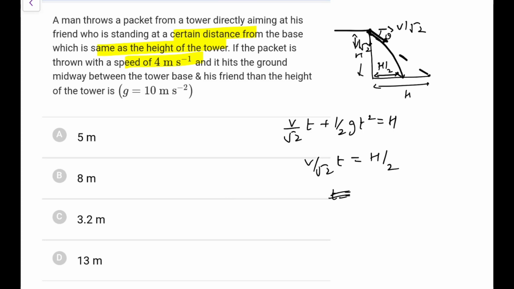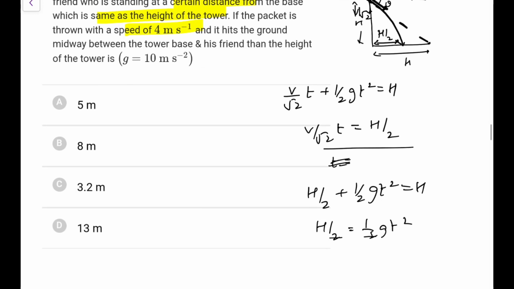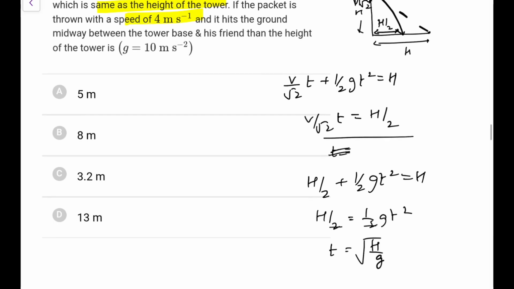So directly we have got it: this is h by 2. Put it above: h by 2 plus half g t square is equal to h. So h by 2 is half g t square. So this half and half goes. So t comes out as root h by g.